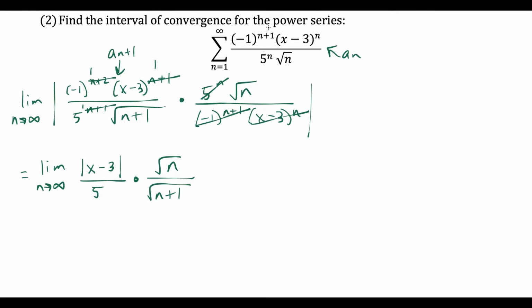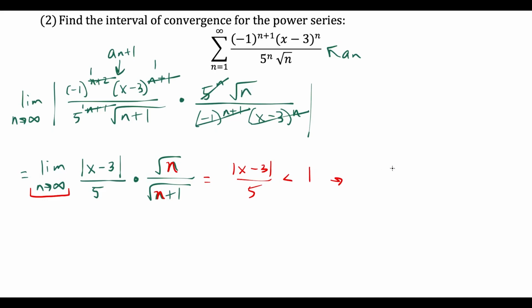But now we're taking the limit as n goes to infinity, and notice the leading terms inside both of these radicals are matching, which means the limit of this part is going to go to 1. So this is going to be equal to the absolute value of x minus 3 over 5 times 1, or I could just say it like this. And now when we're done with the ratio test, we set it to be less than 1. So now we have to solve for x. We've got to do a little bit of algebra.